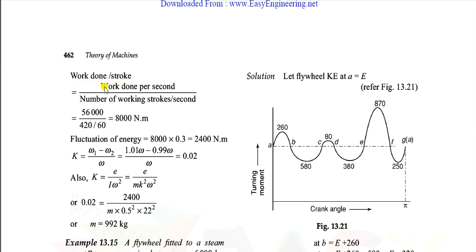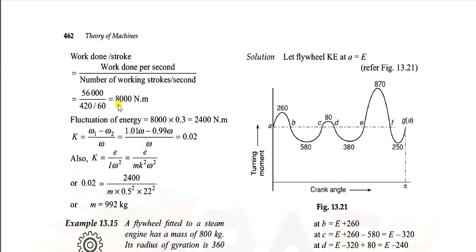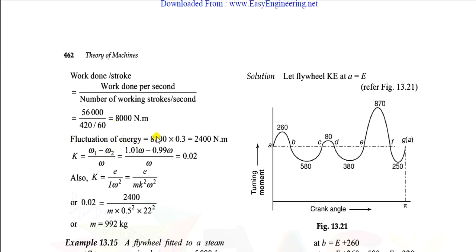We will calculate work done per stroke by this formula: work done per second divided by number of working strokes per second. Okay, so work done per second is 56,000 power, and the number of working strokes per second is, so in 1 minute 420 strokes. Okay, so per second 420 by 60. So you are getting work done per stroke 8,000 Newton into meter.